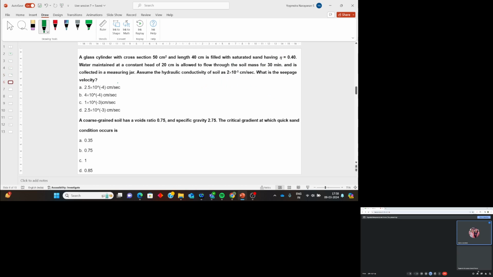A glass cylinder with cross section 50 centimeter square and length 40 centimeter is filled with saturated sand having porosity 0.4. Water maintained at a constant head of 20 centimeter is allowed to flow through soil mass for 30 minutes and is collected in the measuring jar. Assume the hydraulic conductivity of the soil as 2 into 10 power minus 3 centimeter per second. What is the seepage velocity?